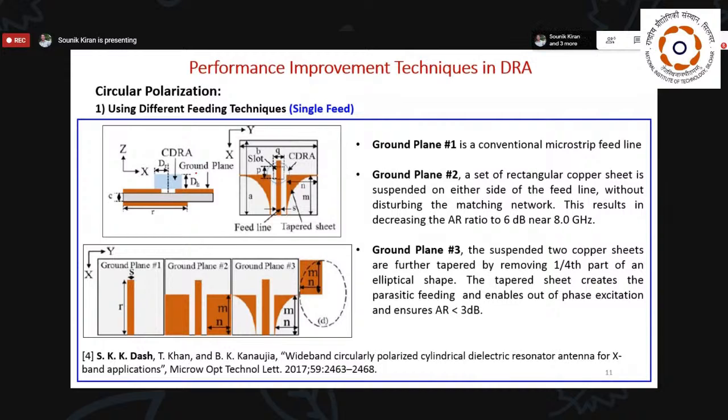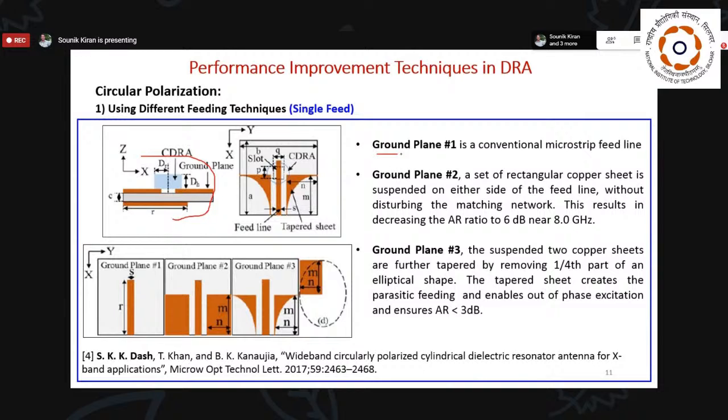With the single feed, the antenna structure we made is very simple. This is nothing but a slot coupled DRA, and this is the ground plane, the back side. This is the feed, and these two are the parasitic strips. So how did we develop this work?